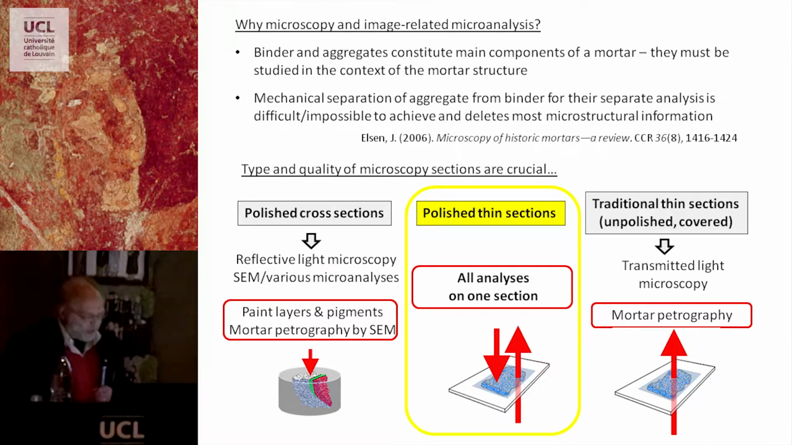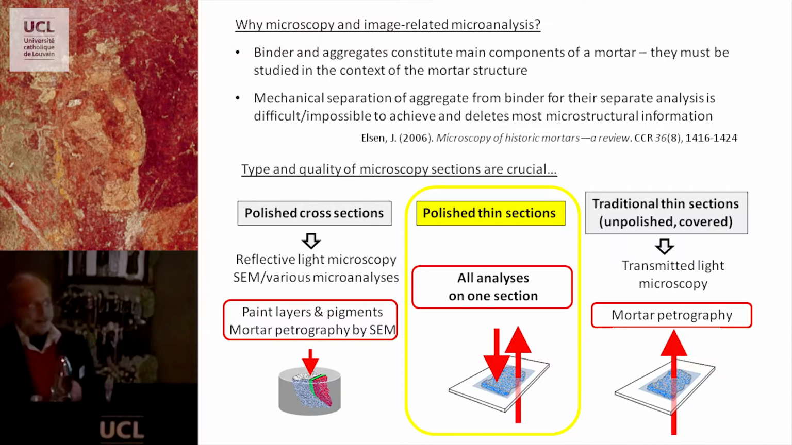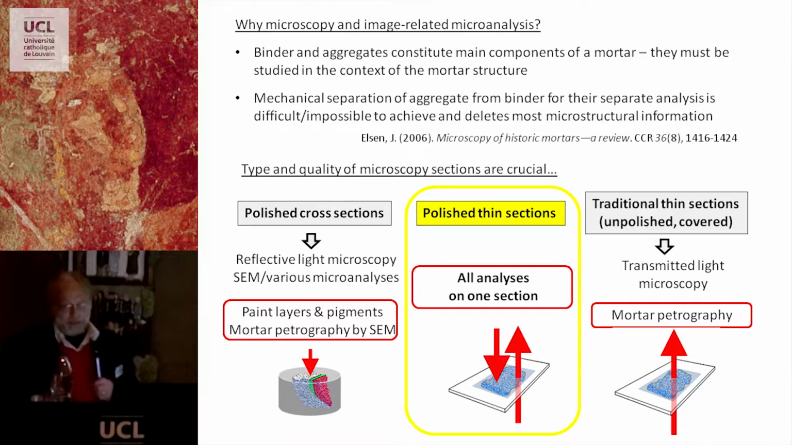And so the separation of binder from aggregate is never good enough. We always lose something, we falsify something, and we destroy the very important image of the composite mortar when we separate them mechanically. So we lose a lot of information. And this has been very nicely described in a paper by Jan Elsen, Microscopy of Historic Mortars, a review.